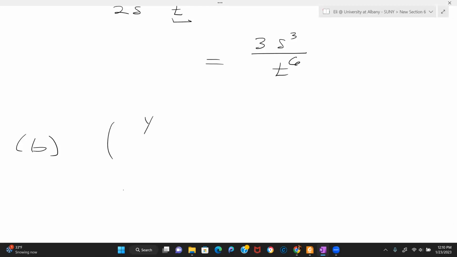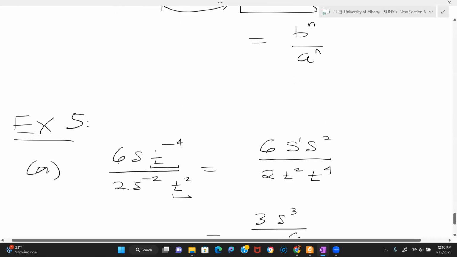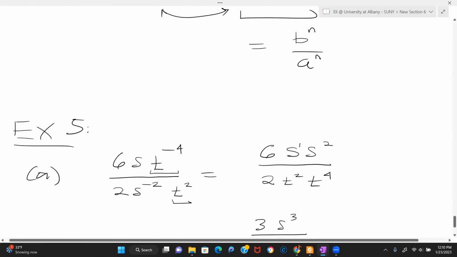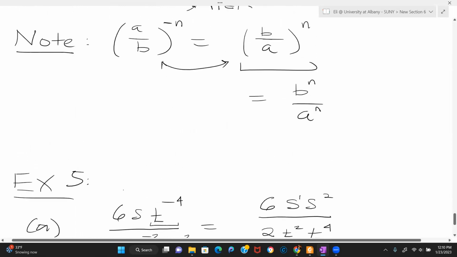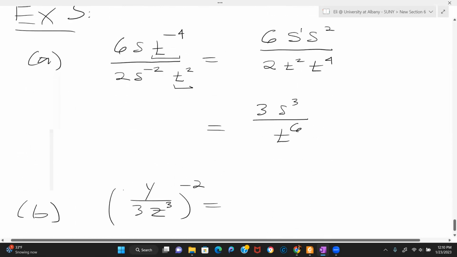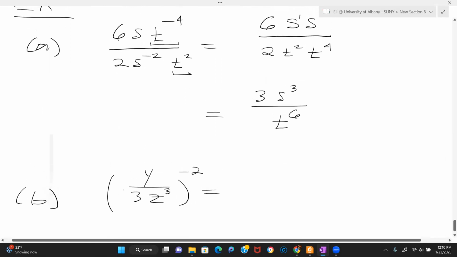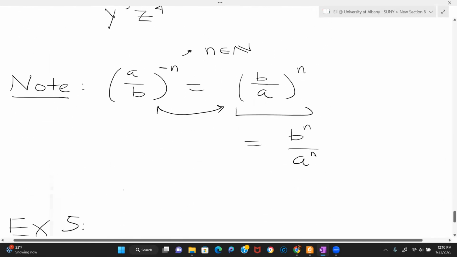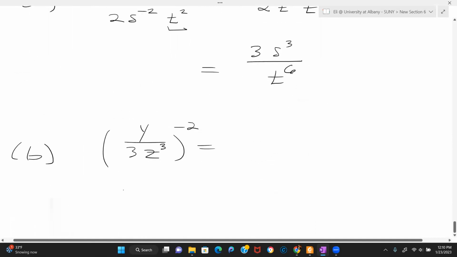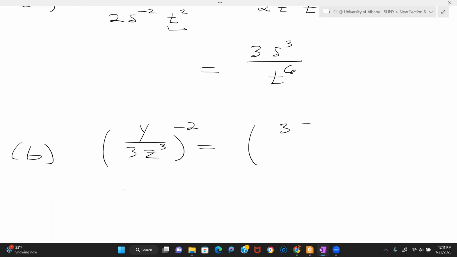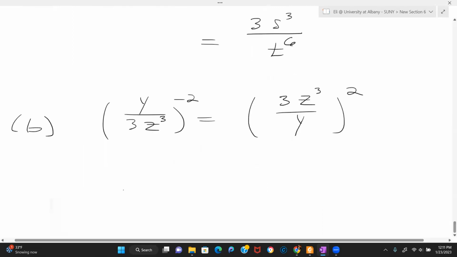So now we have y over 3z cubed. This is where that negative second power comes in. We did use this observation right here in part A. Maybe it didn't quite look like it, but we definitely did. It's definitely clear that we're going to use this observation again. In this case, we have this negative 2. So first of all, the negative means we flip the fraction.